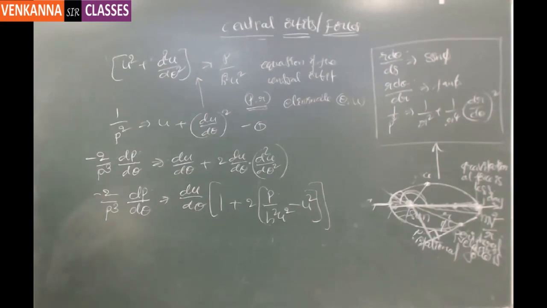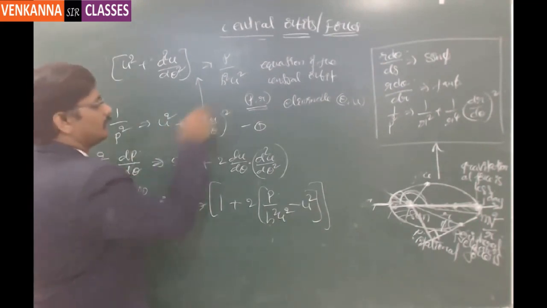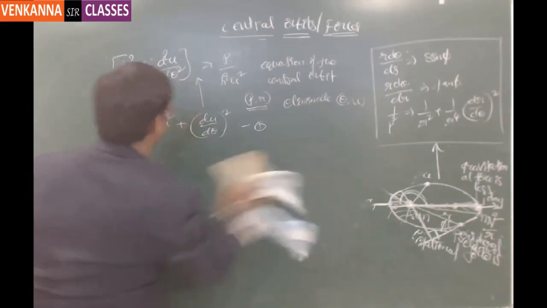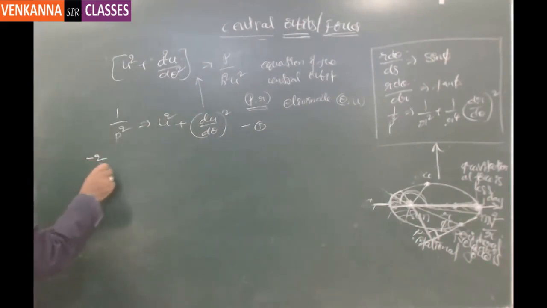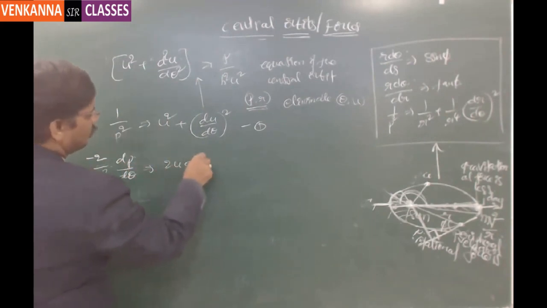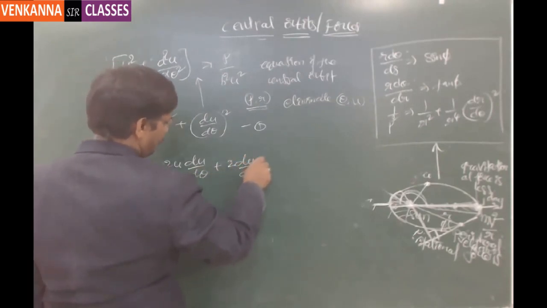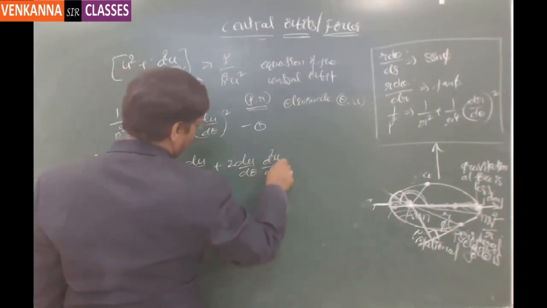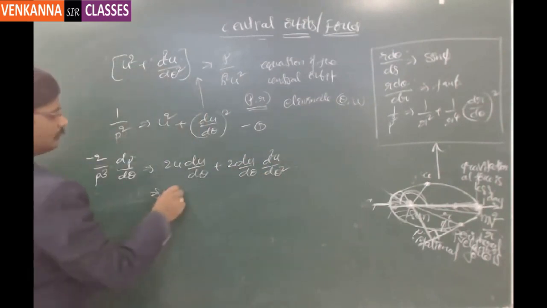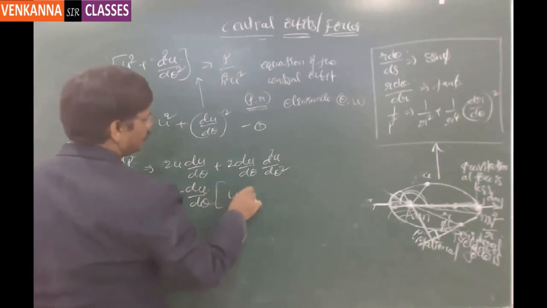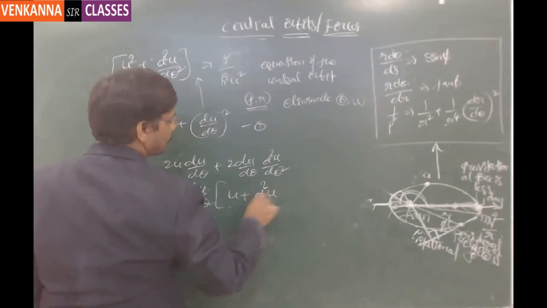Oh, sorry. The relation was wrong. Yeah, this is correct. So 1 by p square equal to u square plus du by d theta whole square. Now if you take the derivative on either side, minus 2 by p cube into dp by d theta is equal to 2u du by d theta plus 2 times du by d theta into d square u by d theta square. Now if you take 2 times du by d theta out, then we are left with u plus d square u by d theta square.